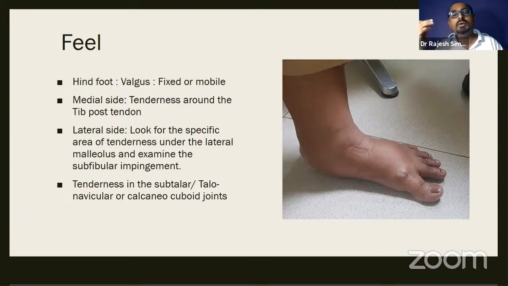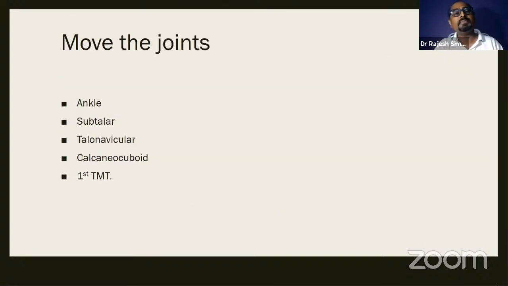And then look at the lateral side, whether there is a subfibular impingement leading to peroneal impingement. And then look at the subtalar or the talonavicular area, whether they have become arthritic as we normally see in a late stage. So look and feel. And by this time, you have come to a clinical diagnosis, which is important when it comes to an adult flat foot because of the posterior tibial tendon. Move the joints. Dr. Maninder has completely shown you exactly how to move the joints: the ankle joint, the subtalar joint, the talonavicular, the calcaneocuboid movements. You've got to assess the movements of all the areas, and then you've got to ask the patient.